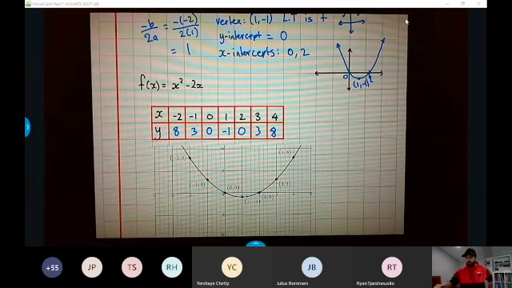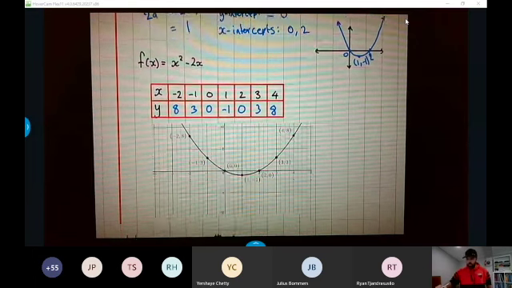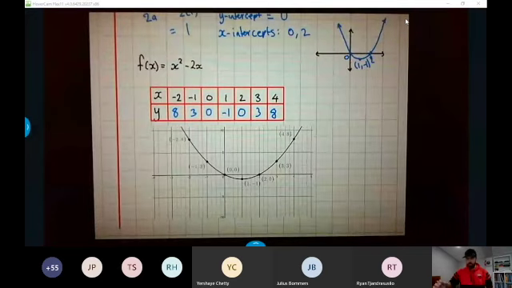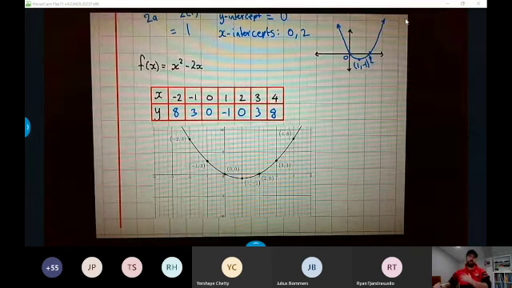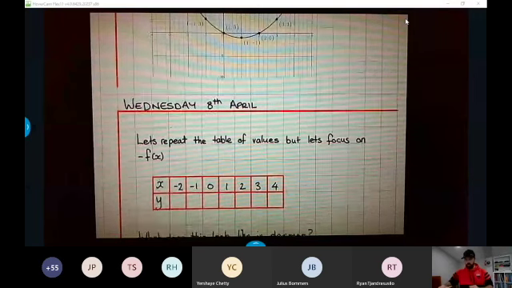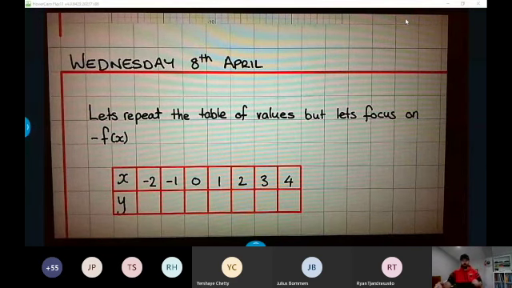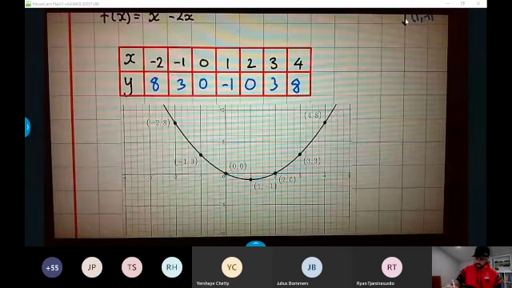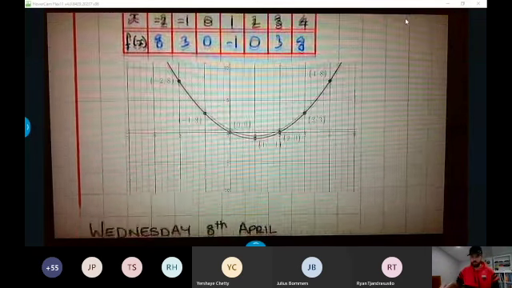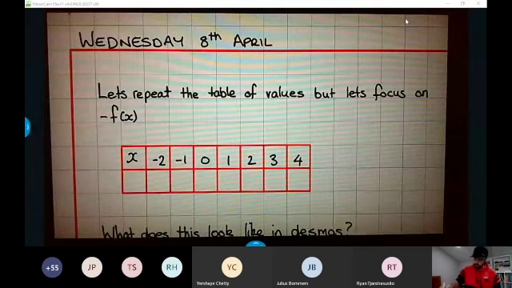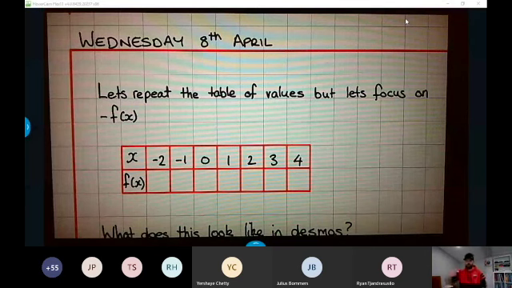Cool. All right. Now, we're going to do the exact same table of values again, but this time we're going to tweak it slightly. I want to do that table of values but we're going to focus on negative f of x. And sorry, I've got a bit of a typo here. That's not actually y in there. That should actually be f of x. Does everyone agree with that? That my bottom row shouldn't be y. It should be f of x, because I've described my graph in negative f of x.